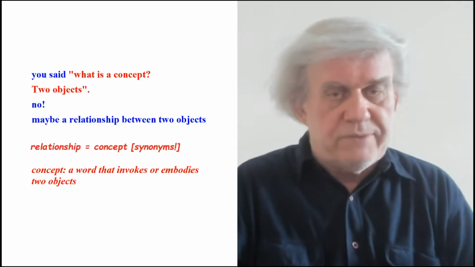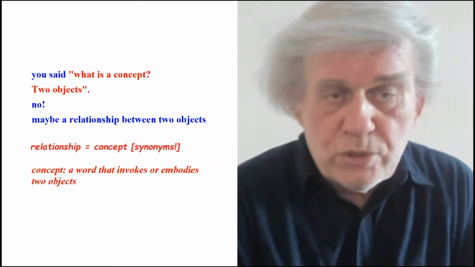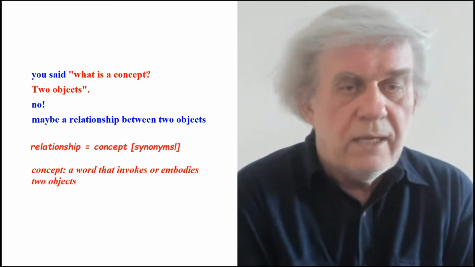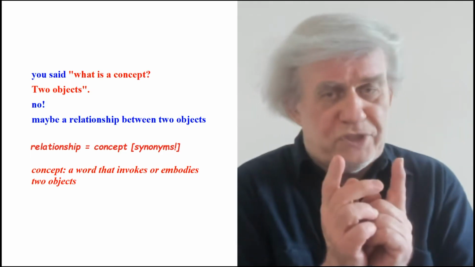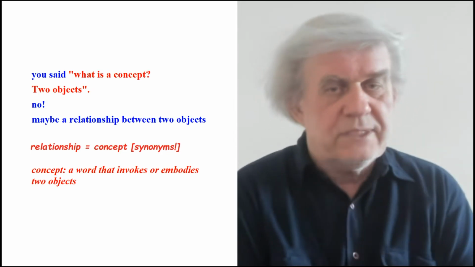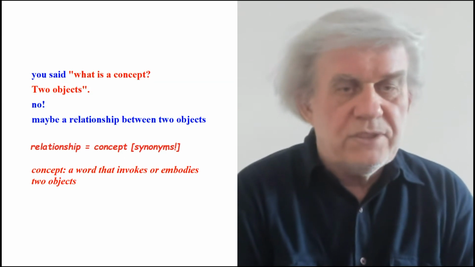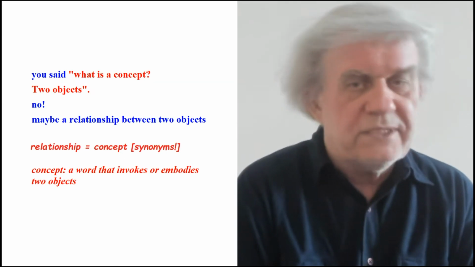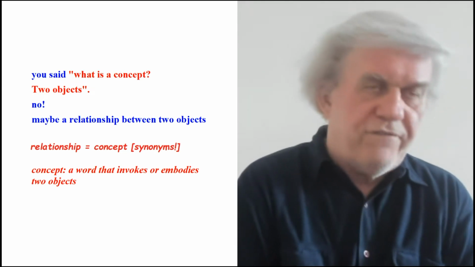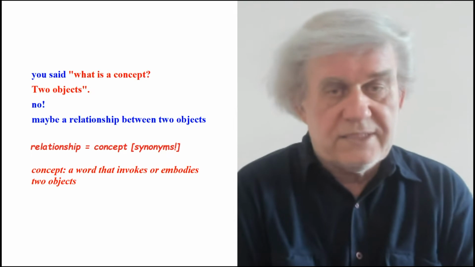So here we go back to concept. We need to settle this thing about concept because people are having big trouble understanding what a concept is and distinguishing them from objects. So a fellow says, what is a concept? And I answered, two objects. He says, no, maybe a relationship between two objects. The problem is you cannot define it using the word relationship because relationship is a synonym of concept. So you can't use the word relationship to define the word concept because you're saying the same thing.